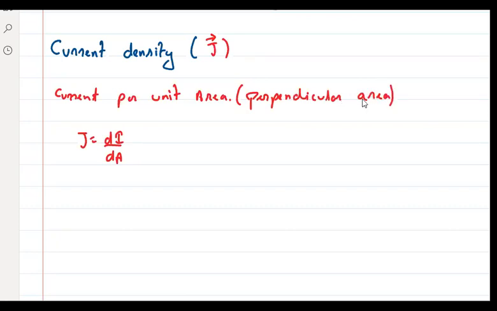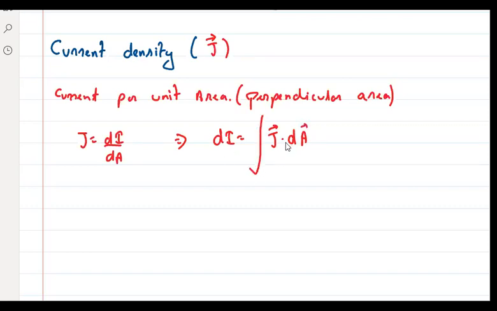Okay. So I can try to modify this expression. And say, sir, dI is equal to J dot dA, because the perpendicular area should be there, and current is a scalar, and area as well as J are both vectors, right? Area is a vector, so dI is the integration of J dot dA.